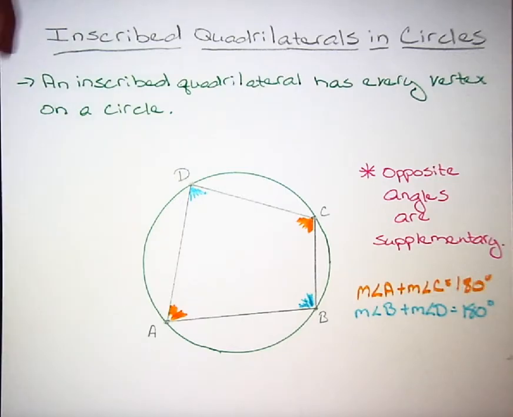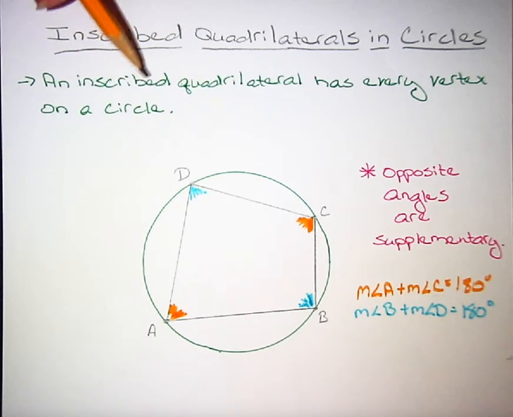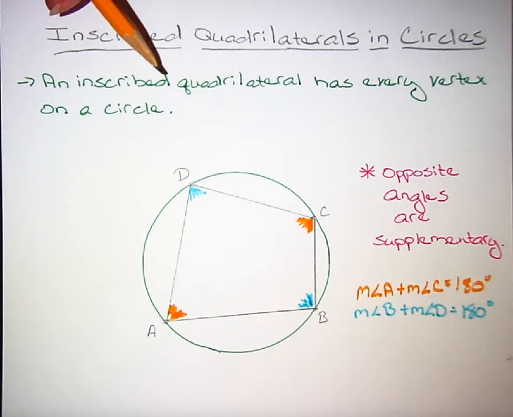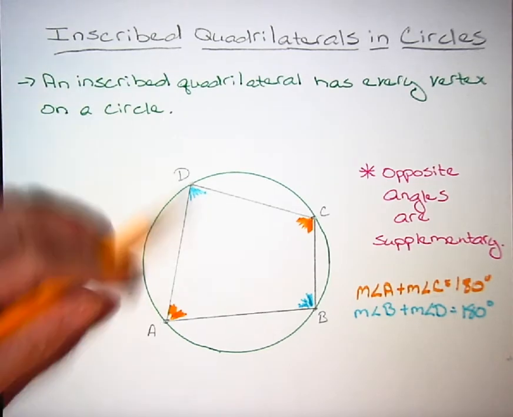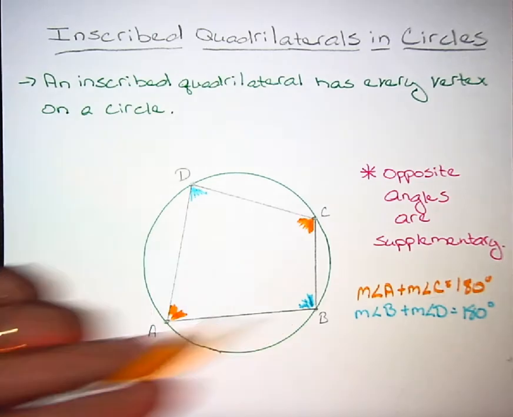Talk about quadrilaterals that are inscribed in a circle. This word inscribed means that the quadrilateral is inside of the circle and that all four of its vertexes, or vertices, actually lie on the circle.